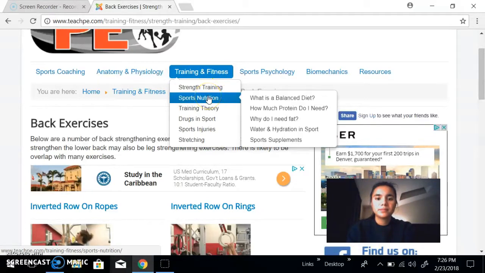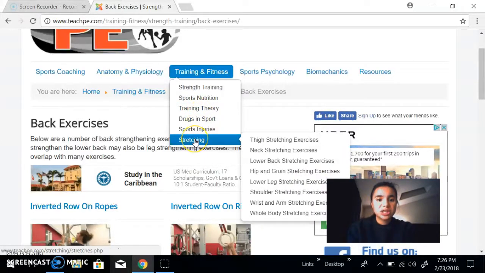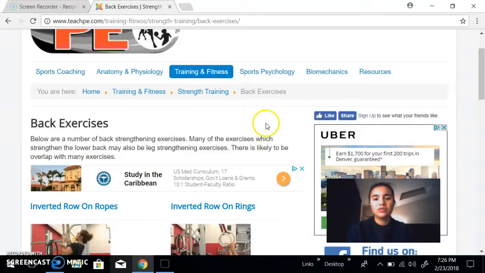Also, if you're taking a nutrition class, what is a balanced diet? How much protein do I need? Let's see, sports injuries, stretching. In our weight training classes, if I ask you to do some thigh stretching exercises, and I don't tell you what exercises to do, you can always go to this resource and look up what exercises you should do for your thighs. So very helpful. You can just whip out your smartphone in class and just look them up.